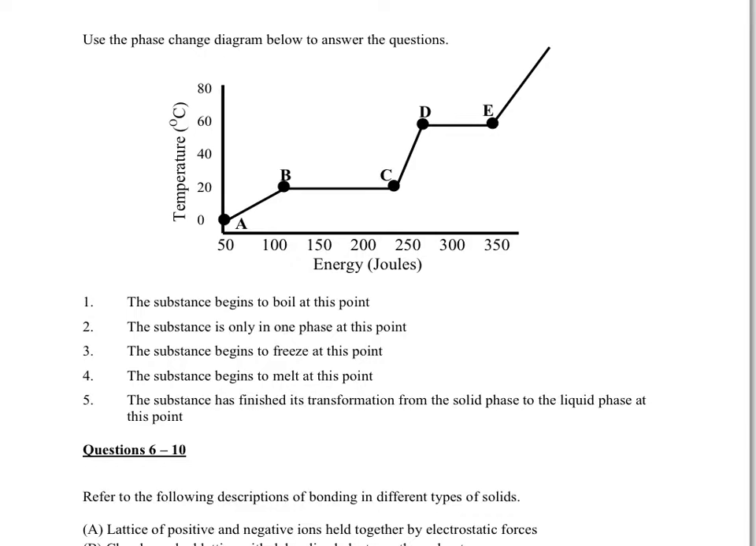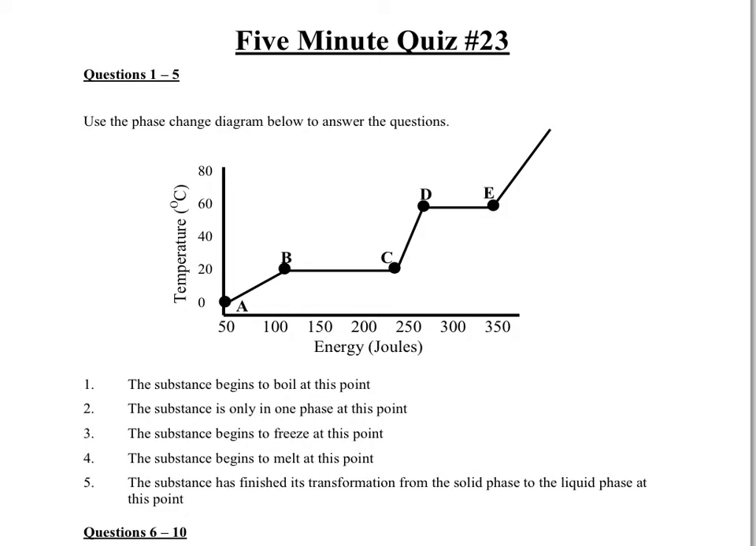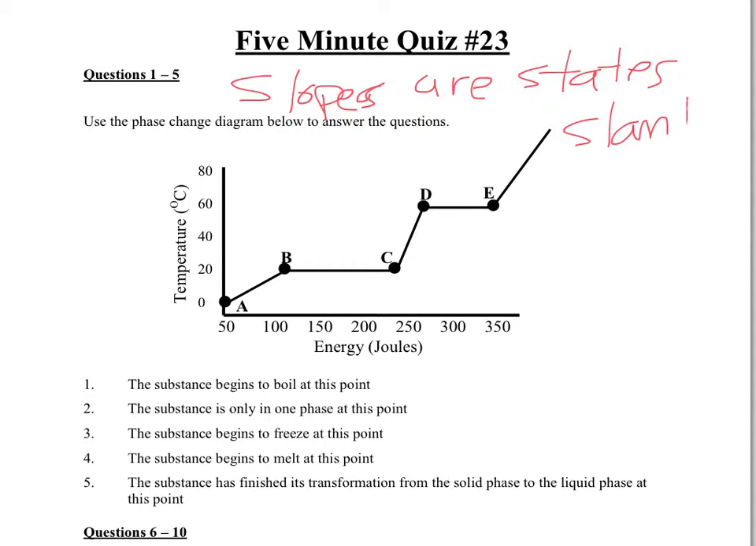Remember this, and I'm going to write this up here at the top. This is quiz 23. The slopes are the states. The slants are the phase changes. Excuse me, no. The flat is the phase change. My apologies. The flat is the phase change.